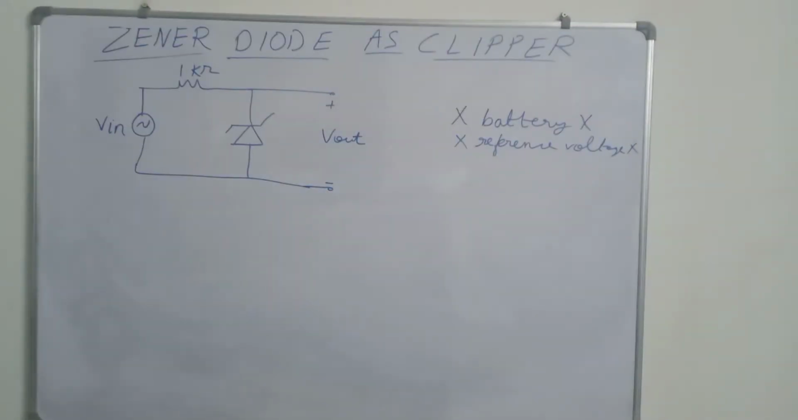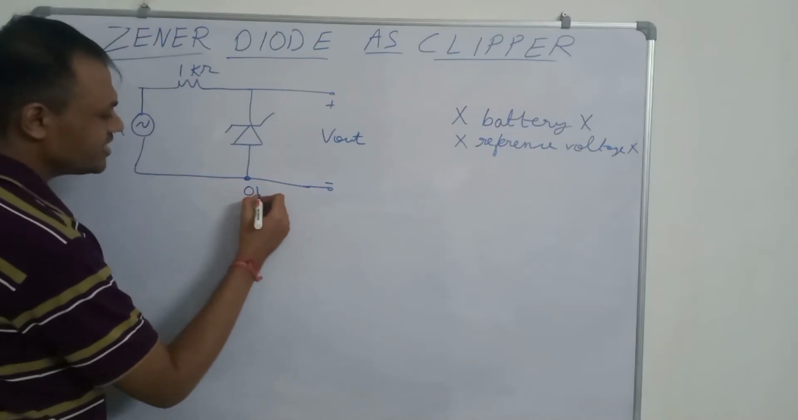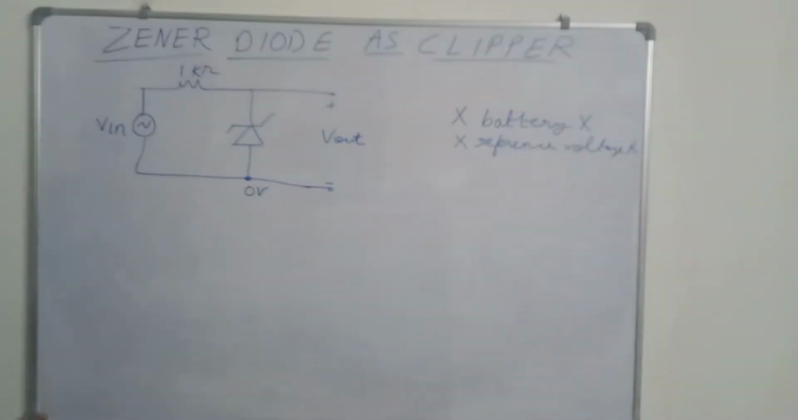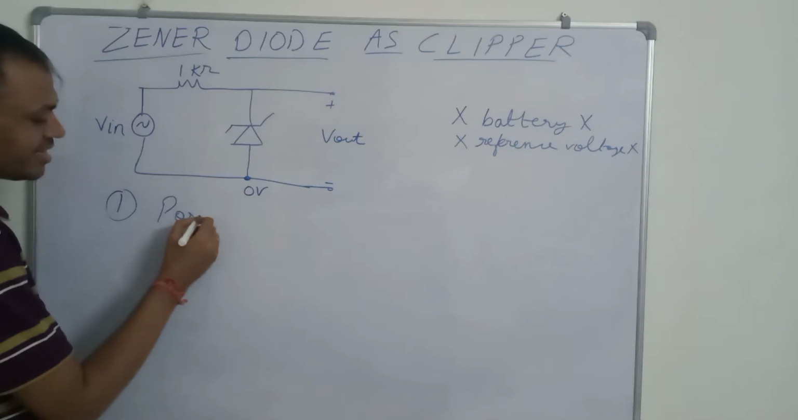Now let's come to the working of the circuit. This voltage is always 0 volt. The working of the circuit will consist of two parts. The first part is the positive half cycle.